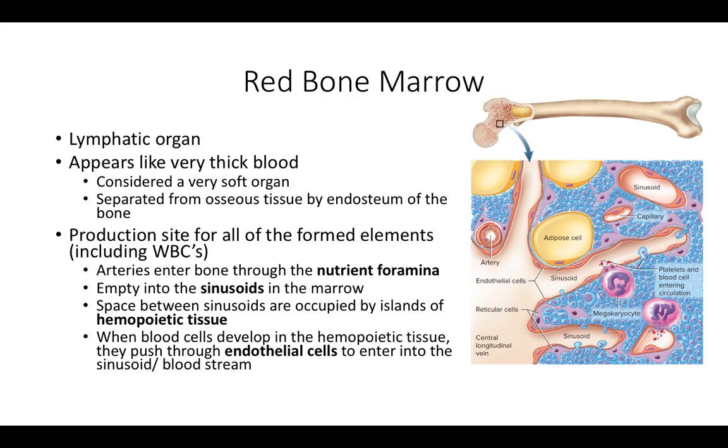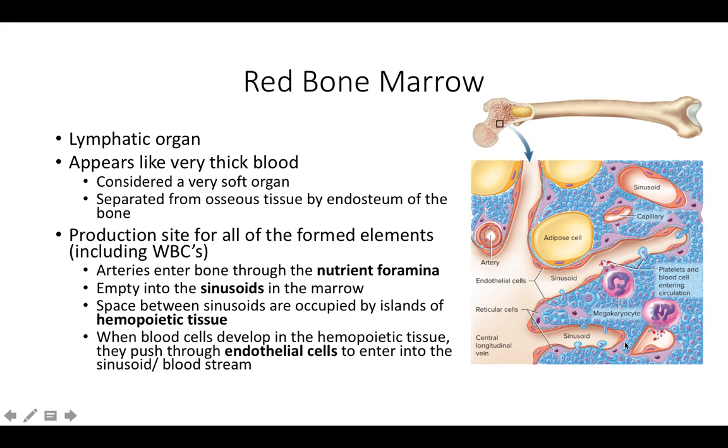Basically you can't see it here, but if you were in my lab, you know that a foramina is a hole. So arteries enter into the bone through this tiny little hole called the nutrient foramina. And those arteries are going to empty their blood supply into these spaces here called the sinusoids. Sinusoids are not empty spaces because they have blood in them, but otherwise empty spaces in the bone marrow. And then the spaces between the sinusoids out here are occupied by hemopoietic tissue.